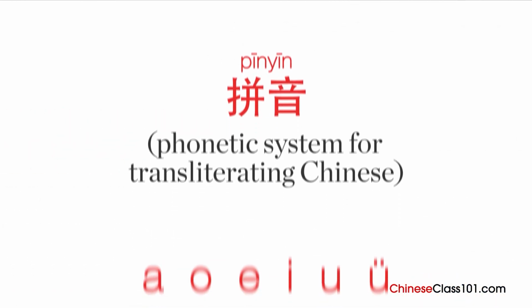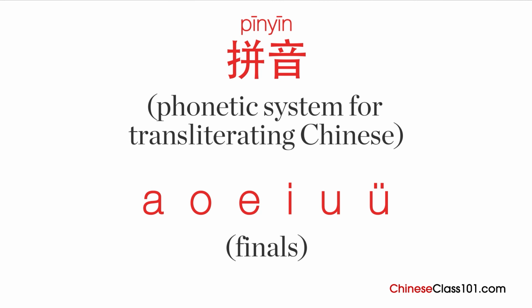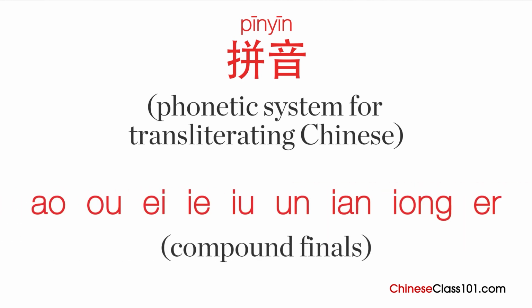In Pinyin, there are 6 single vowels called finals: a, o, e, i, u, ü. There are also numerous compound finals. These are made by combining 2 or 3 of the single vowels, or by adding an n or ng at the end of vowels. Here are some examples. Ao, ou, ai, ye, yu, wen, yan, yong, and so on.